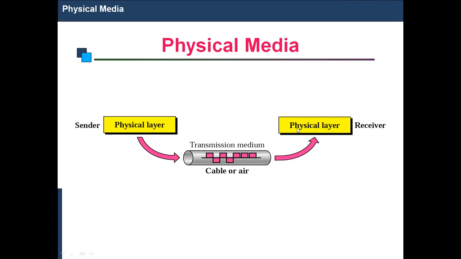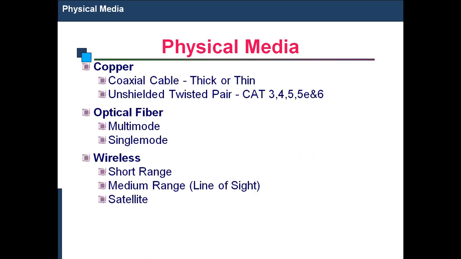What are the different types of media available? There are two types of media: guided medium and unguided medium. A guided medium is a physical connection between sender and receiver. An unguided medium has no physical connection; air is the medium between sender and receiver. This is the basic pictorial representation of physical media.